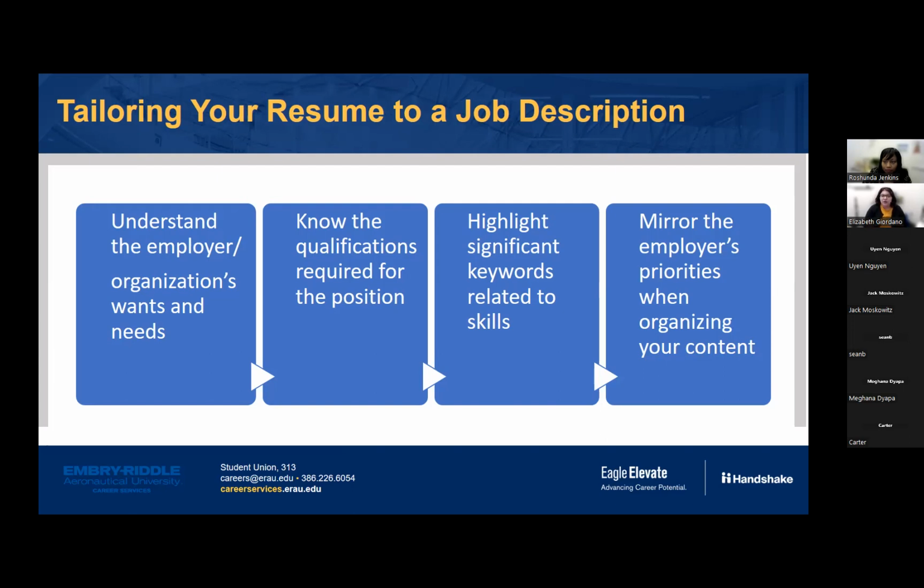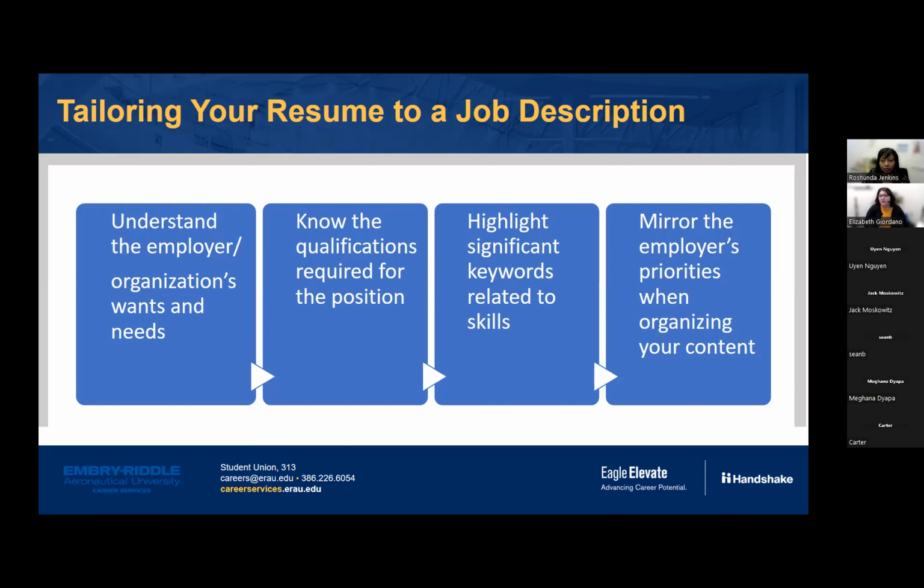Really knowing those job qualifications required for the position. You may not know every single thing listed, but we do want you to think about a majority of things. 60% or more of those qualifications should be matched by your past experience and skills, including your education. And then highlight those significant keywords that are related to the skills that you possess, as well as keywords you can use on your resume to tailor it to that position.